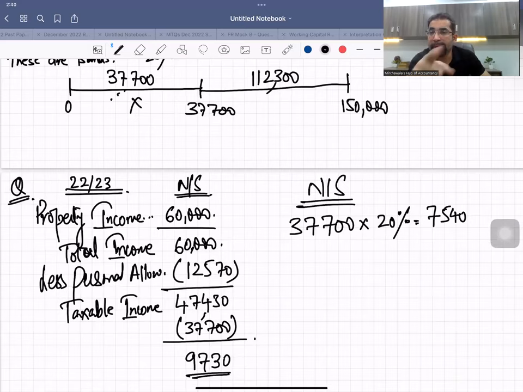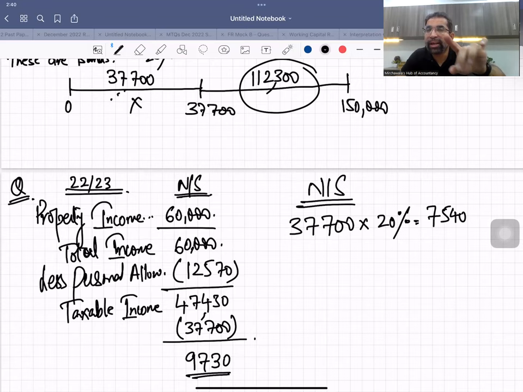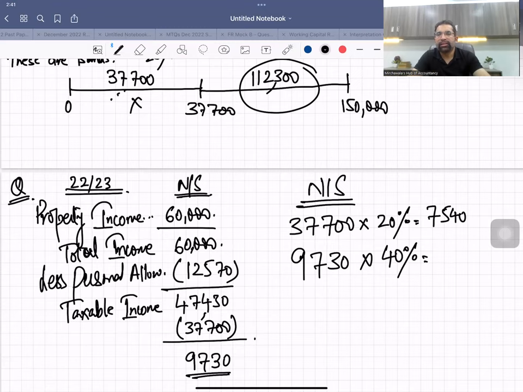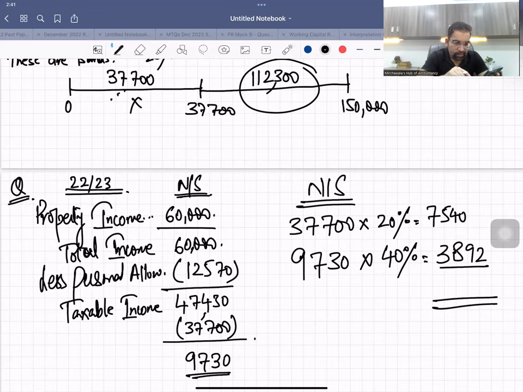Obviously the remaining income of 9,730 will come in the second band. Now wait, sir, the question is, can we put this 9,730 in the second band? Yes, easily, because the capacity of the second band, the higher rate band, is 112,300, and you have excess income of only 9,730. The tax rate of the second band is 40%. So 9,730 times 40% is 3,892. Can anybody tell me the answer? 11,432. This is your income tax liability.